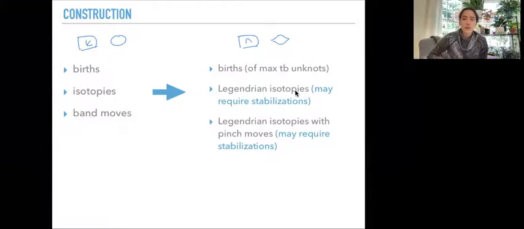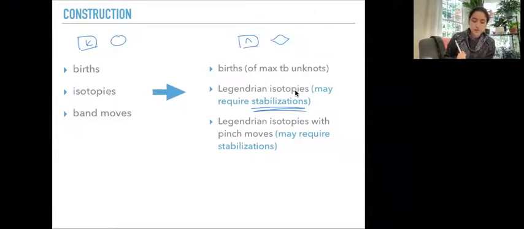Isotopies, we have to be a little bit more careful. Not every isotopy of a smooth knot will just give Legendrian isotopies between any Legendrian representatives of those two knots. So you have to be a little bit careful. This is one of the places where you may see some stabilizations coming in.